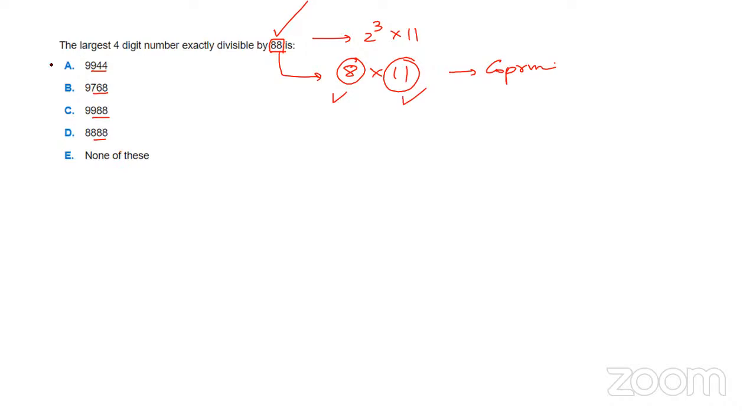You can start with the bigger number here, because you are asked to find the largest 4-digit number. So I'm going to check with 11. 11 is very easy. I'm checking the sum of the odd positions: 9 plus 4, and the even positions, it's also 9 plus 4. That means this number is divisible by 11. Next, divisibility by 8. I need to check the last 3-digit number, which is 944.